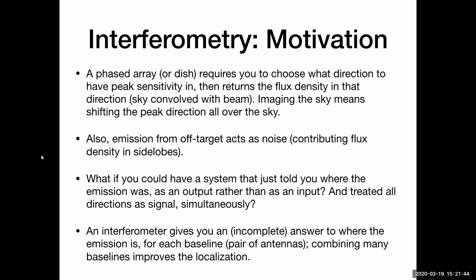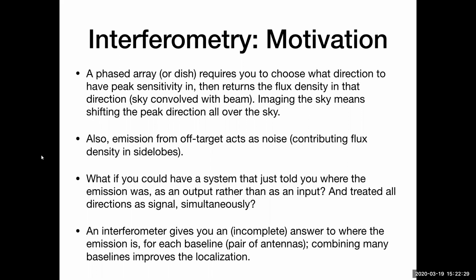And so in my mind, the motivation is that if you build a phased array or a big dish or something, ultimately you can point it in one direction at once. I mean, technically with a phased array, you can point in multiple directions, but that's with additional computational cost. But in general, you always have one direction that you have peak sensitivity in, and what you get out as a measurement is your measurement of the flux density or the intensity in that direction. And so in order to actually map out the sky, you need to change the direction that you're sensitive to and basically scan the entire sky bit by bit to build up an image.